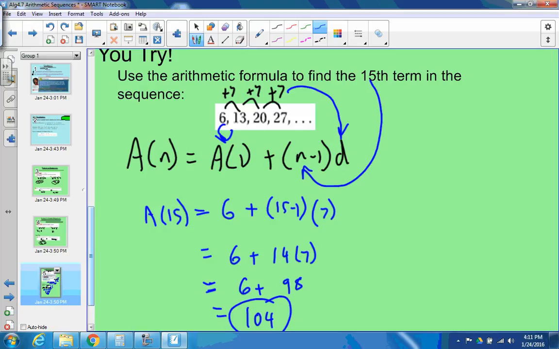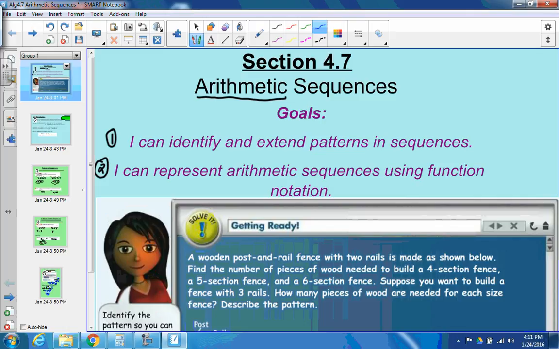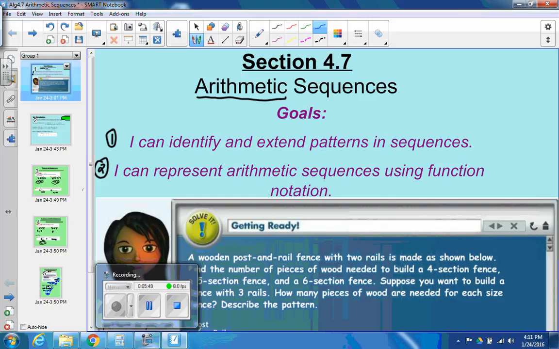Awesome. So that is it for arithmetic sequences. So just identifying and extending patterns in regular sequences, and then using the arithmetic formula and function notation to find patterns in arithmetic sequences. So hope you learned something. We'll do more of this next time.